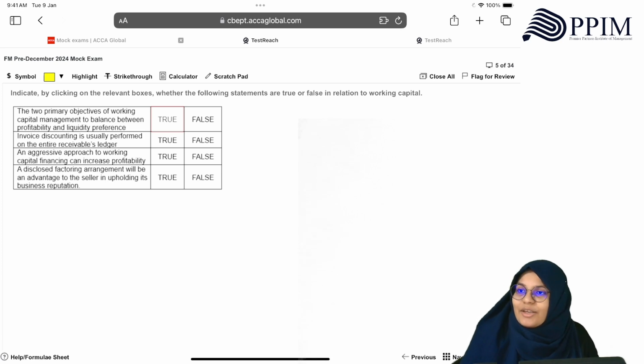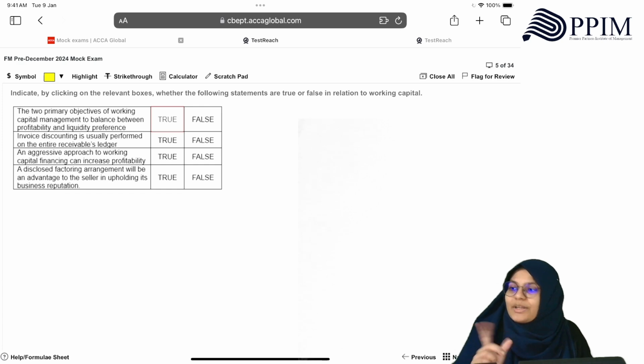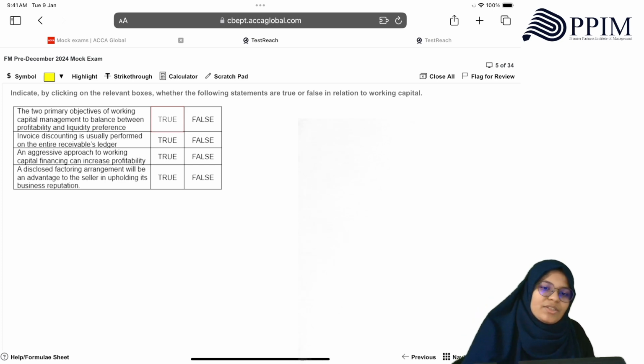So here they are saying usually invoice discounting we do it for the entire receivables ledger. That is wrong. We usually hand pick a few invoices, maybe 2 or 3 invoices, and then we show those invoices and ask for the advance, right? So not the entire ledger, just a few invoices is what we use, right? So this is false.